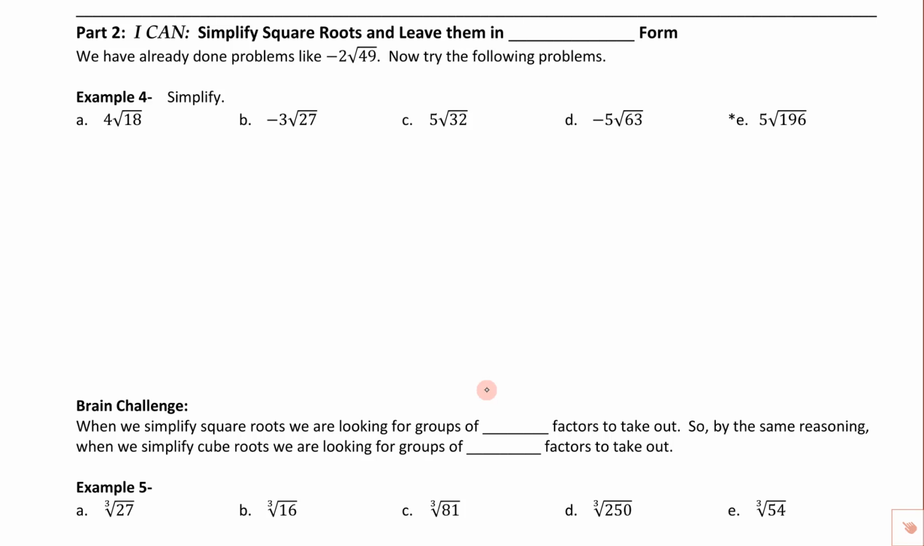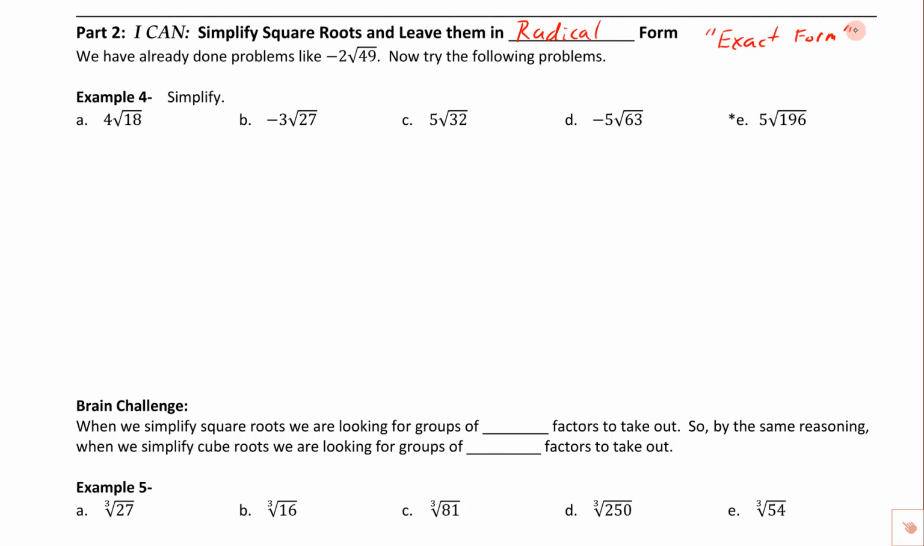Well, let's keep going with this idea of simplifying square roots and leaving them in radical form. This is from section 3.9, so we're going to fill this in. We're going to write radical right here. And I would like to remind you, when we say radical form, another way that we could talk about that is we could say that we're leaving them in exact form. So keep that in mind.